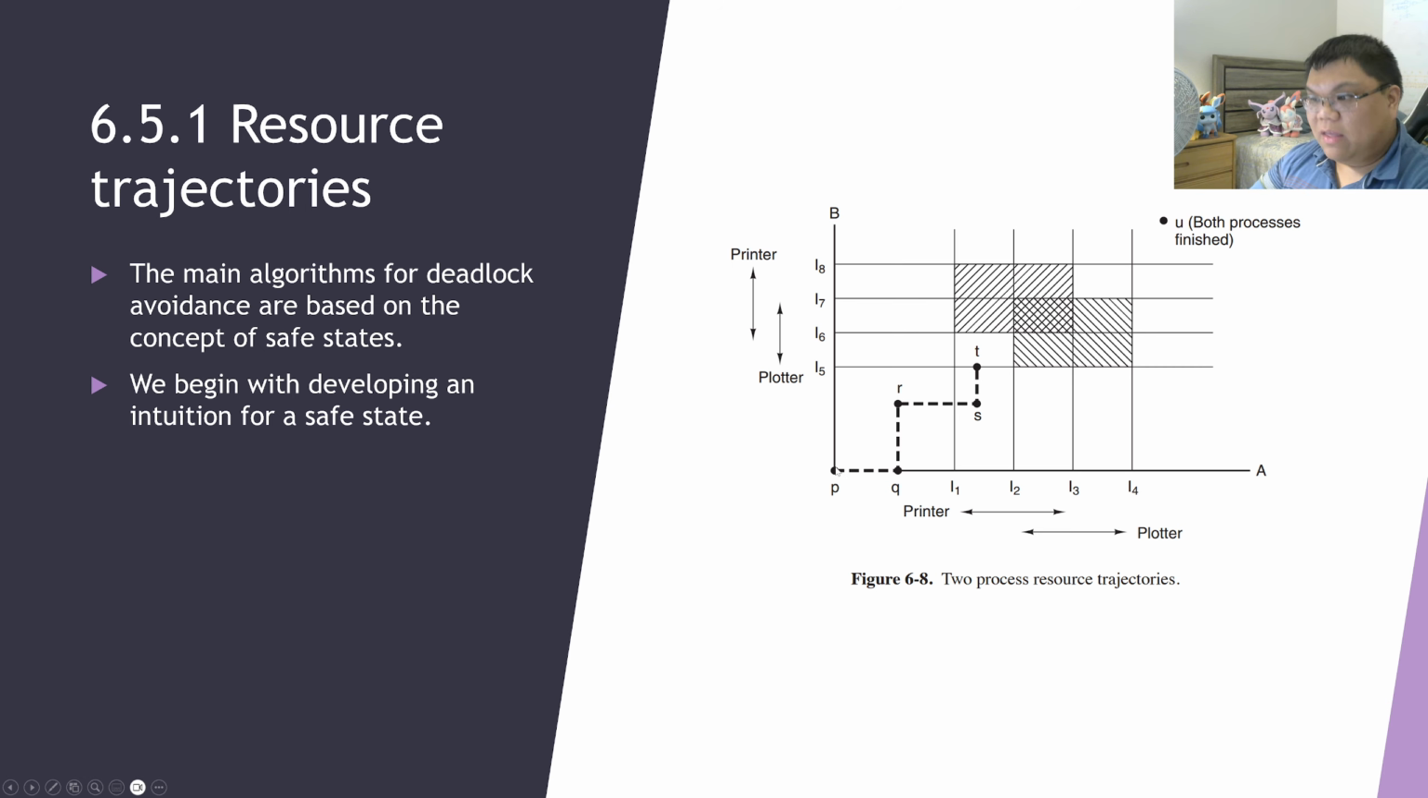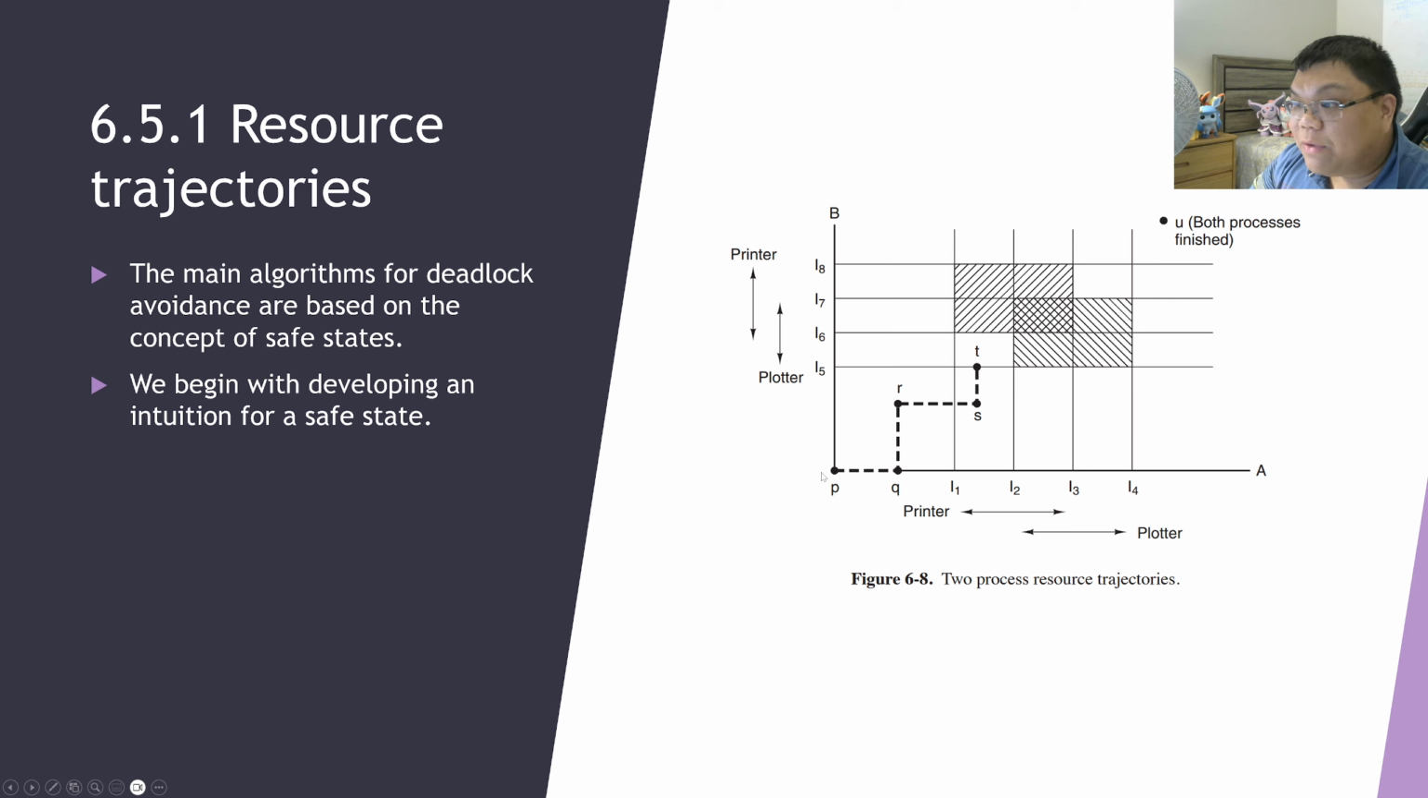So, if we just move straight to the right, that is process A making progress from start to finish. If we just move along the vertical axis going straight up, that is process B making progress from start to finish. It's going to use the plotter and then the printer. Meanwhile, process A needs to use the printer and then the plotter. But we need both processes to run to completion. That's this point here where both processes have finished. So we need to make some path from the start all the way to the end.